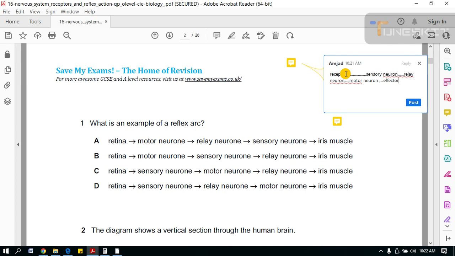So here you have to find out this pathway, where it is, and this pathway is in option D. Option D is correct. Retina is a receptor and perceives light, and then sensory neuron takes the message from the retina, and then there is the relay neuron which processes that information received from the sensory neurons. After processing, it sends its message to the motor neuron for the effector, and the effector is a muscle, that is the iris muscle.